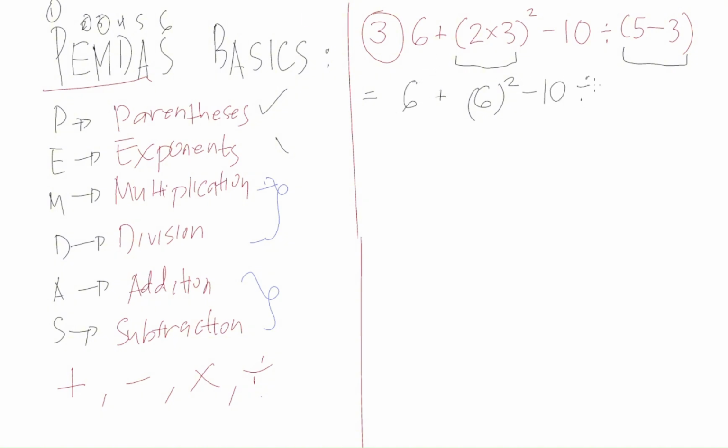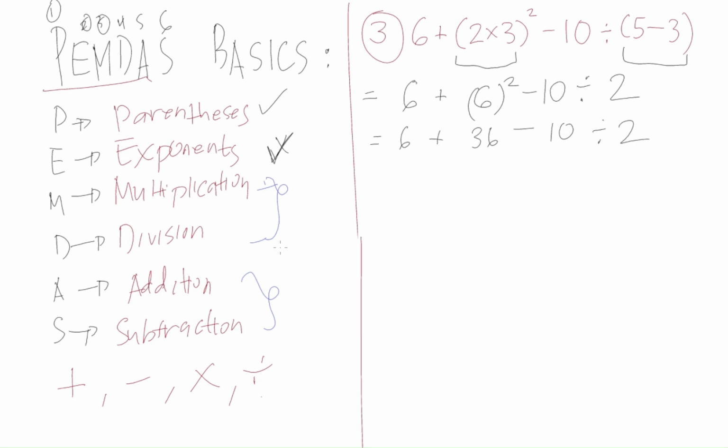And then we also have another parentheses here. So 5 minus 3, that is 2. Our second rule tells us that we have to do exponents first. In this case, we have an exponent also. So 6 times 6, that's 36 again. Then bring down the other operations.